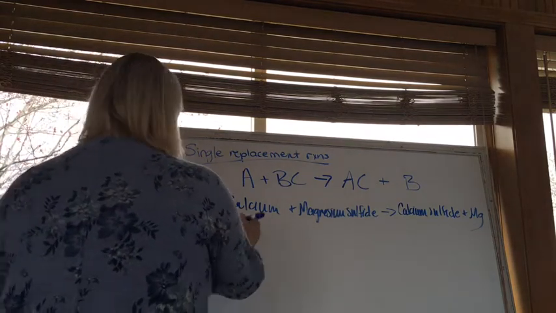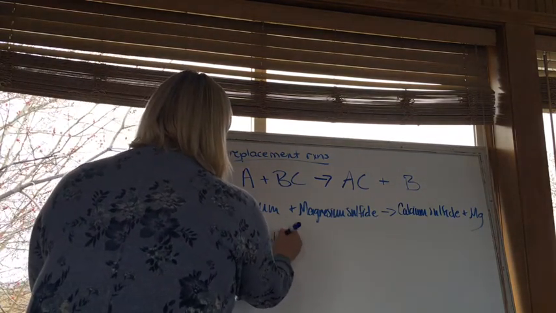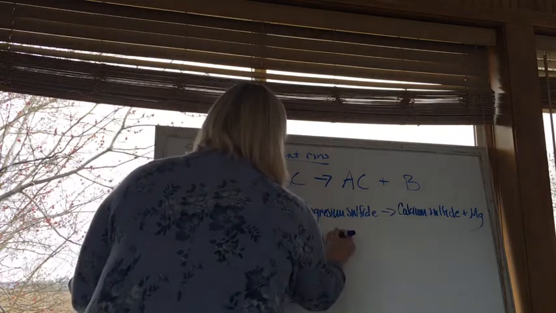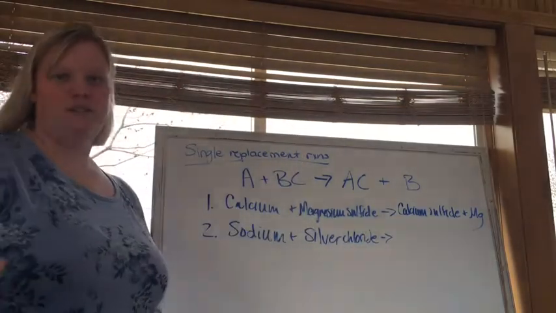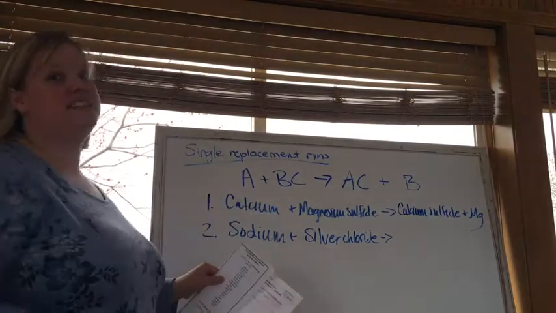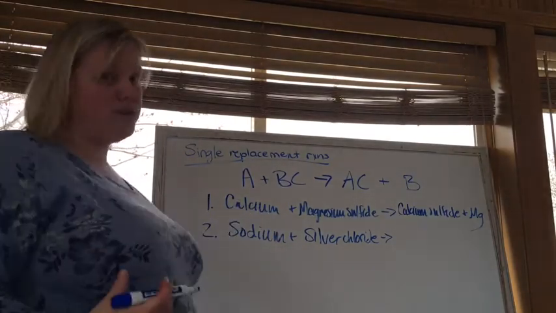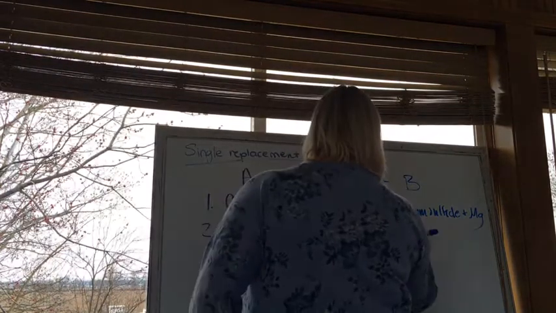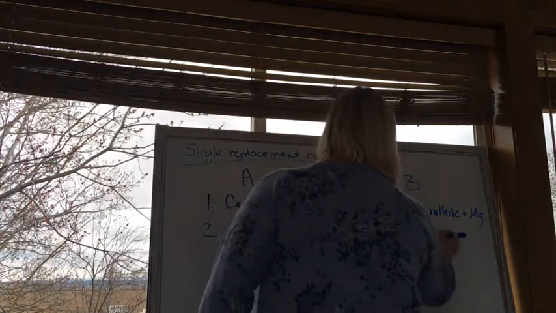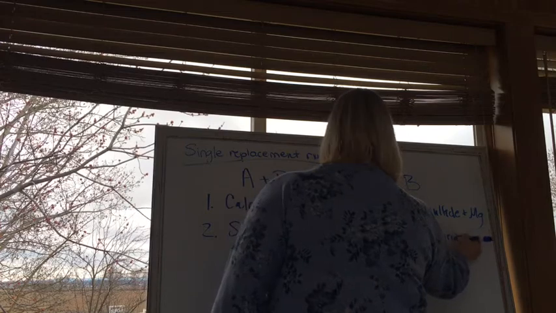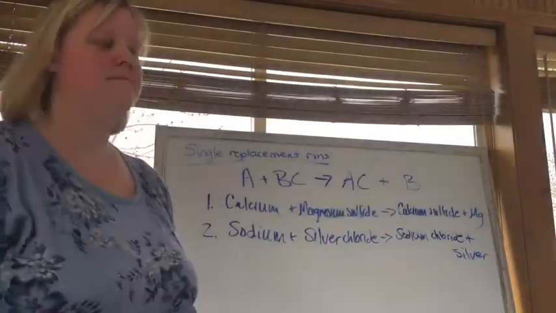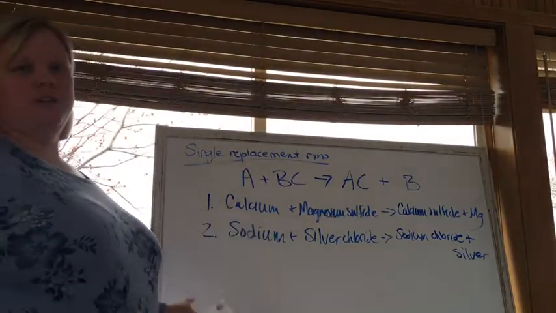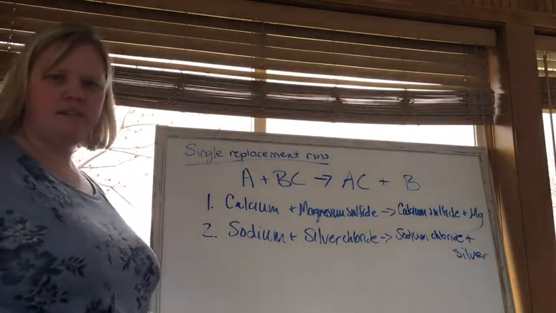I gave you sodium and silver chloride. What are your products? If you were looking at this, silver is the least reactive metal, so sodium will of course replace it. So we would get sodium chloride and silver. So there are two fairly, hopefully, straightforward examples.